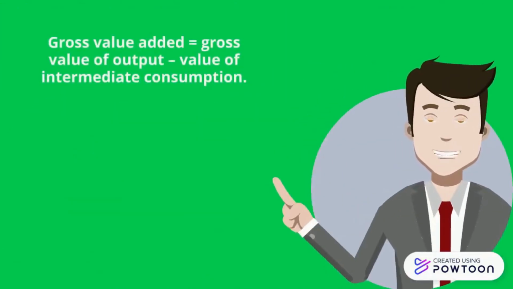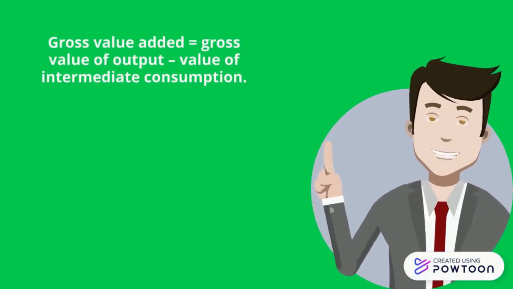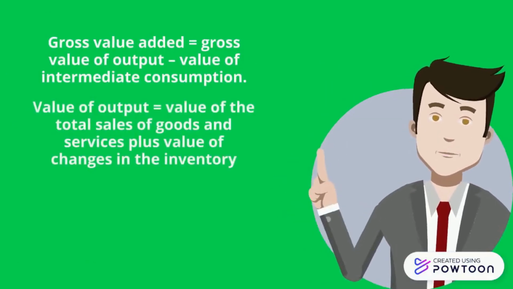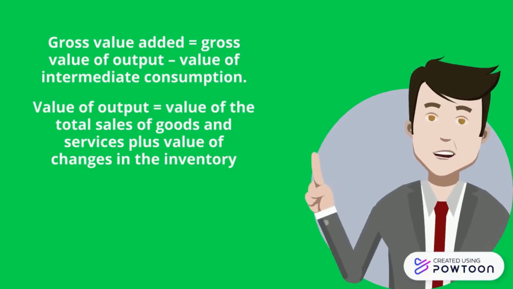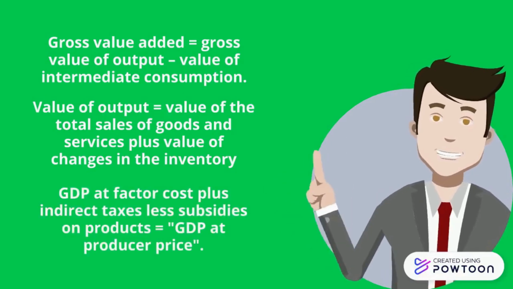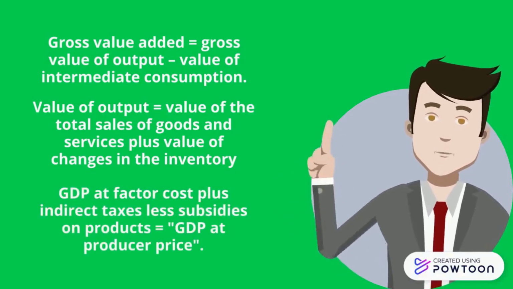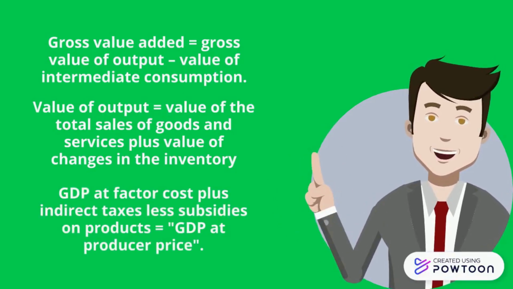Gross value added equals gross value of output minus value of intermediate consumption. Value of output equals value of the total sales of goods and services plus value of changes in the inventory. GDP at factor cost plus indirect taxes less subsidies on products equals GDP at producer price.